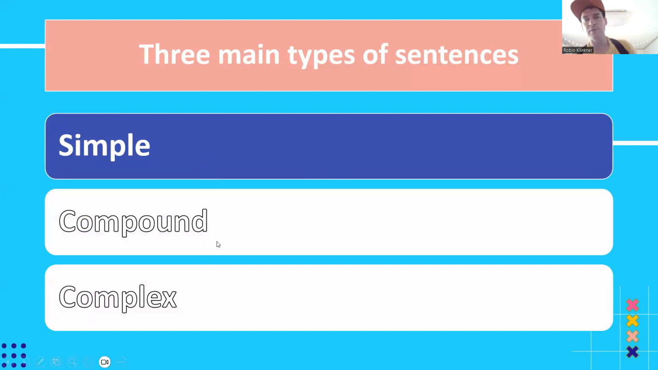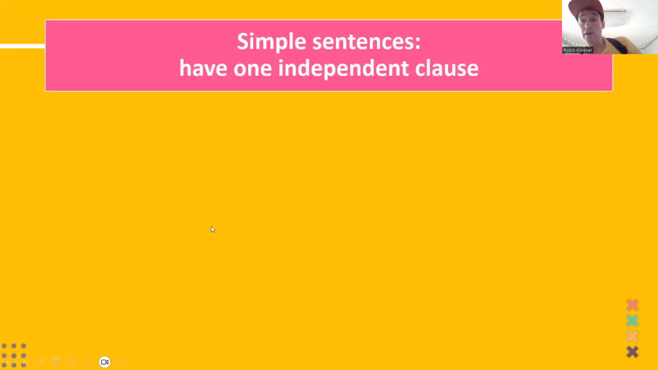Let's take a look at simple sentences. What is a simple sentence? Well, a simple sentence just has one independent clause. We just talked about what an independent clause is. An independent clause has a subject and a verb, and it's a complete thought. Basically, a simple sentence is one independent clause. Check it out. Super simple.